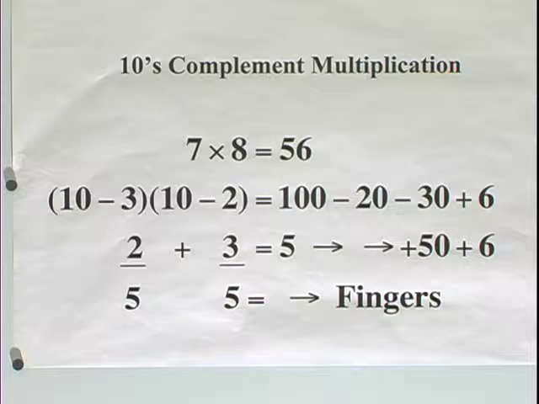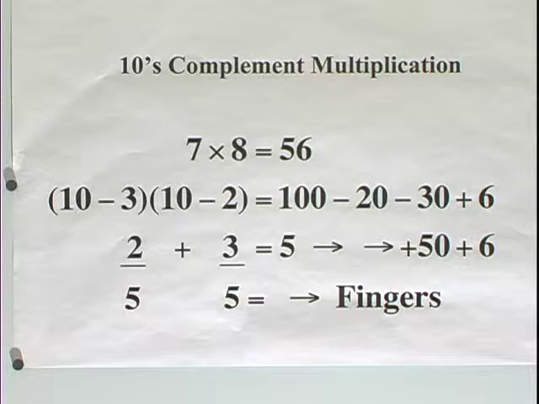In this clip, we will demonstrate why 10's complement multiplication gives us an accurate result. We're going to multiply 7 times 8. We're going to get 56. The 10's complement of 7 is 3. The 10's complement of 8 is 2. I'm going to write 7 as 10 minus 3 and 8 as 10 minus 2.